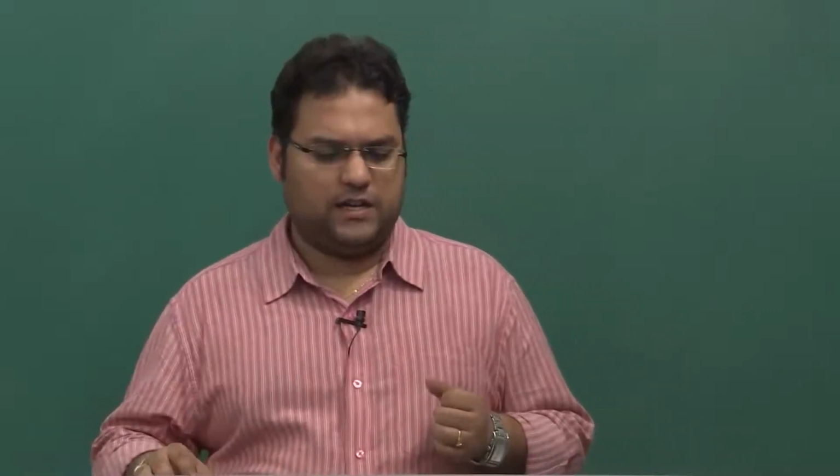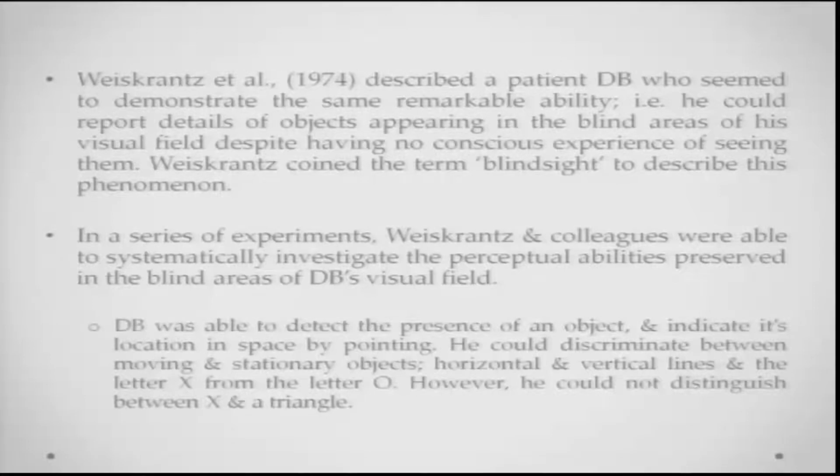Now, Weiskrantz in 1974 describes a patient, DB, who seemed to demonstrate the same kind of remarkable ability. He could report the details of objects appearing in the blind areas of his visual field despite having no conscious experience of seeing them. So, if this person is blind in the right visual field and you keep an object somewhere there, after some time he will be able to tell you the general shape and whether it is moving or not, even though he is reliably shown to be completely blind in this area.